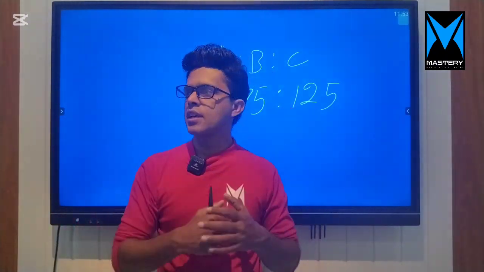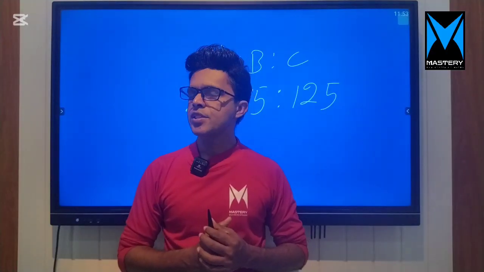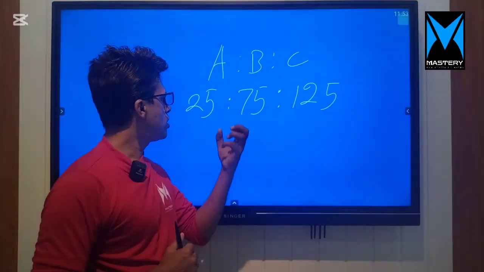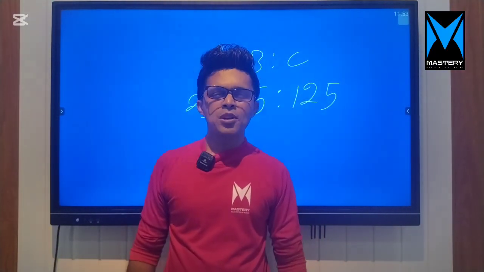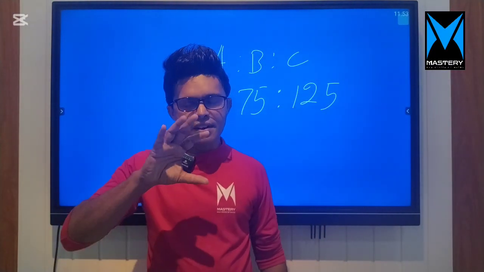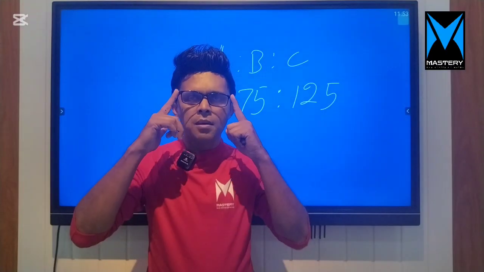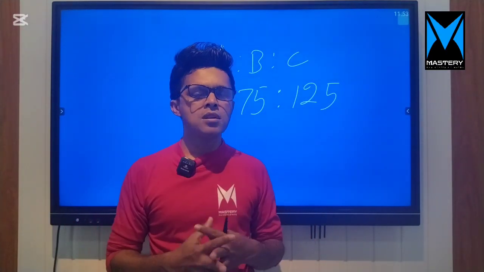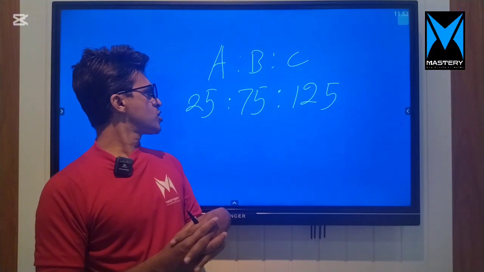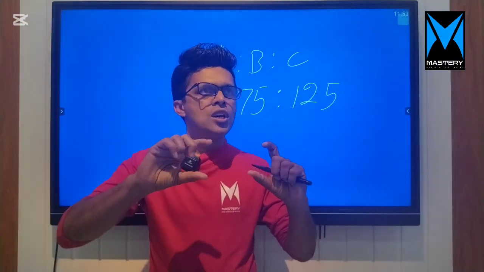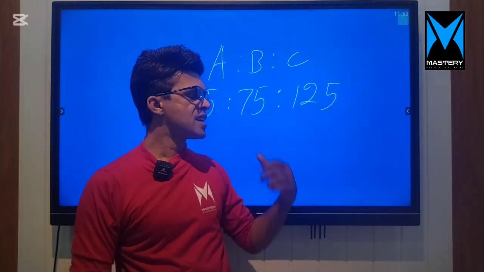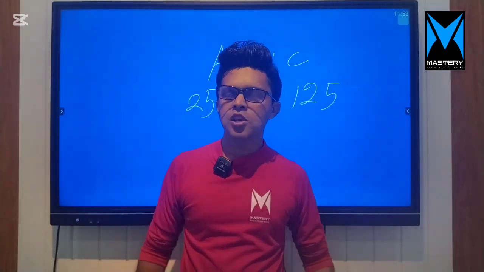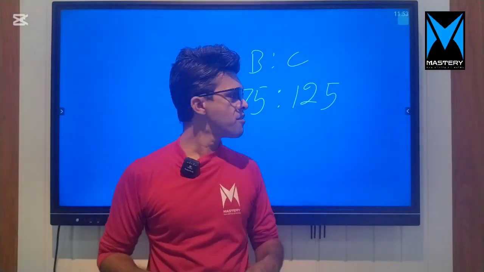How can you write these given amounts in the simplest form? Think of this one. 25 is a multiple of 5, 75 is a multiple of 5, 125 is a multiple of 5. Is it possible to divide using 5? Yes. But let's remember that 25 times 1 is 25, 25 times 3 is 75. How many 25s are there in 125? 25 times 4 is 100.